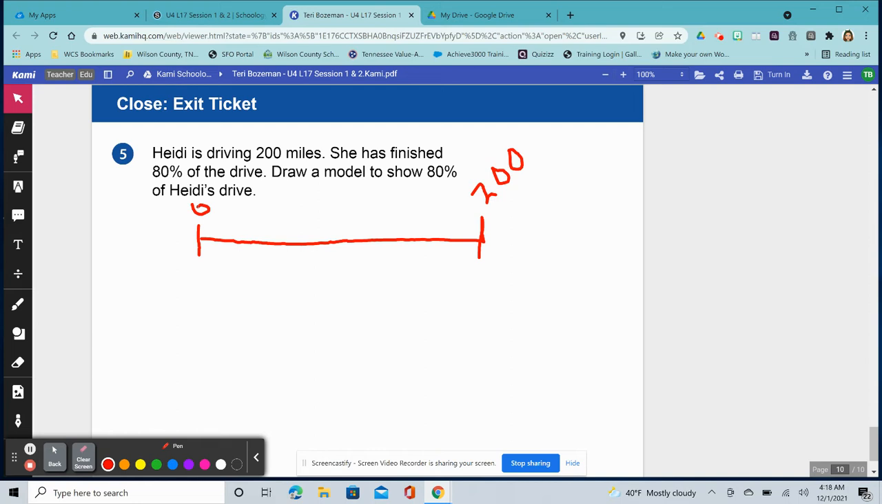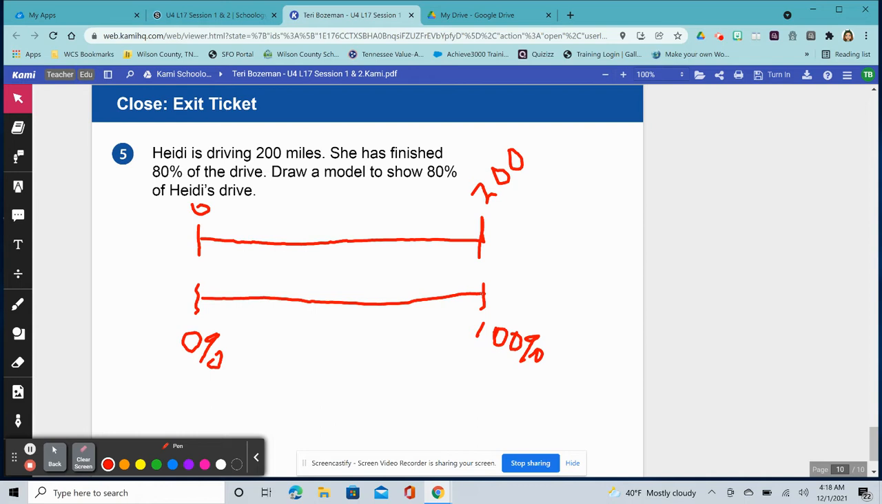And you can do a bar model or a double number line. I'll just do a double number line with this. Bar model is very similar. So if she finishes 100% of her drive, then she has driven 200 miles. If she finishes 0% of her drive, then she hasn't driven any, right?